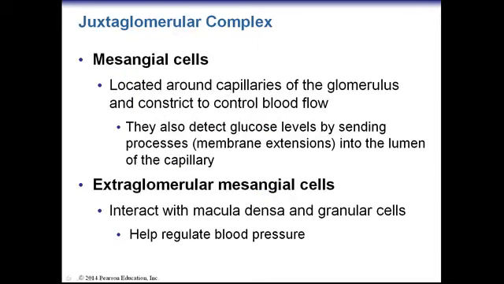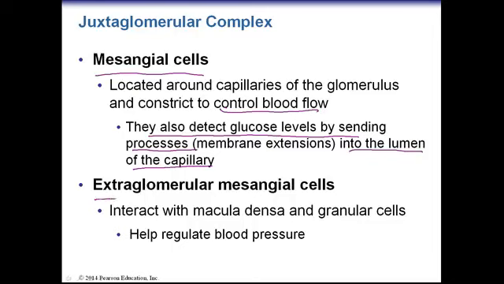Then we have these mesangial cells. These are located around the capillaries of the glomerulus and constrict to control the blood flow. As you can imagine, it's very important to maintain how much blood goes through the glomeruli at all times in response to the needs of the body. Again, they also detect blood glucose levels by sending processes, which are membrane extensions, into the lumen of the capillary. They're like sensing mechanisms. These are beautiful.